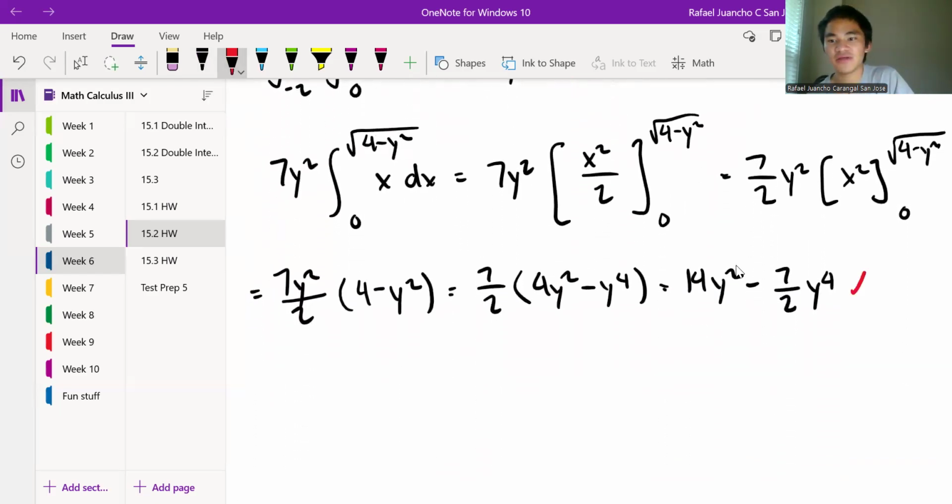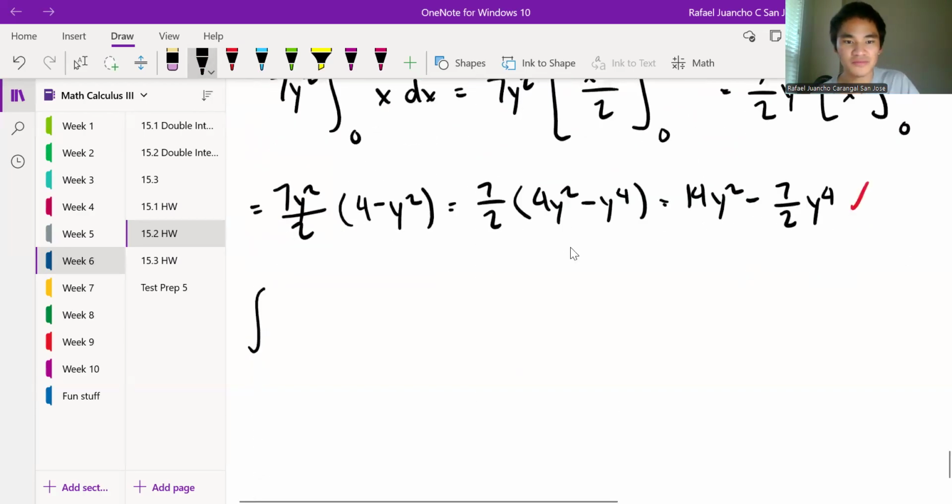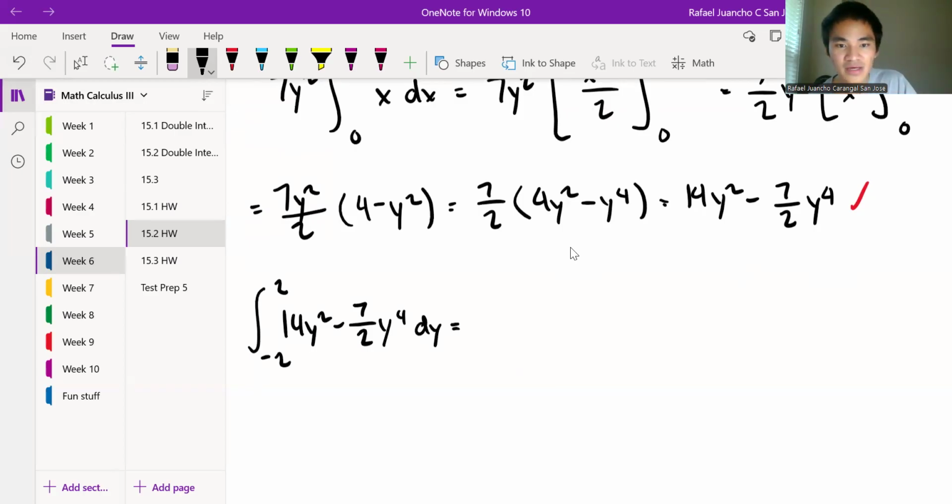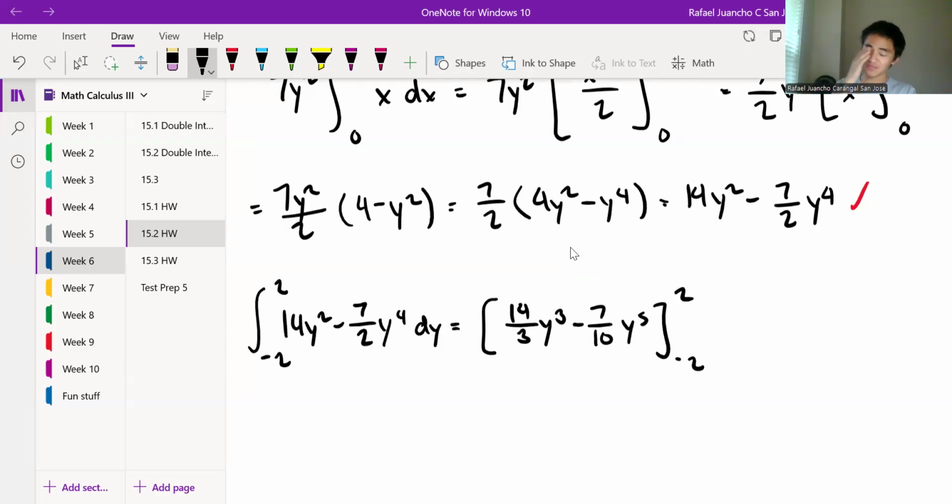And then from there, now I integrate it with respect to y, from negative 2 to 2. So here I do that same thing: 7/2 times 14y squared minus y to the 4th dy. Here I get, oh boy, I integrate this whole thing. So I get 14 over 3 y cubed minus y to the 5th over 5. Then I have that. Okay.